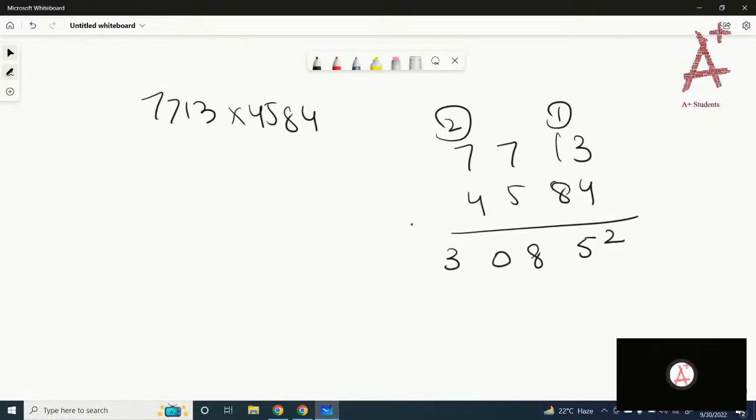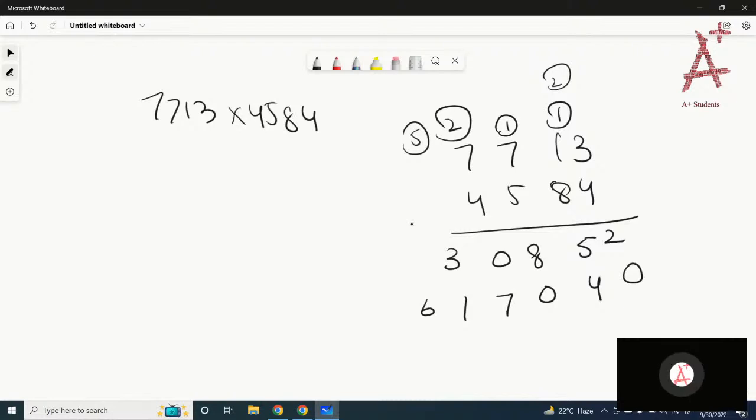Okay, now you are going to multiply with the tens digit, so add 0. 8 times 3 is 24. Write 4 and carry 2. 8 times 1 is 8, and 2 is 10. Write 0 and carry 1. 8 times 7 is 56, and 1 is 57. Write 7 and carry 5. 8 times 7 is 56, 57, 58, 59, 60, 61. So we have 61 over here. Got it?